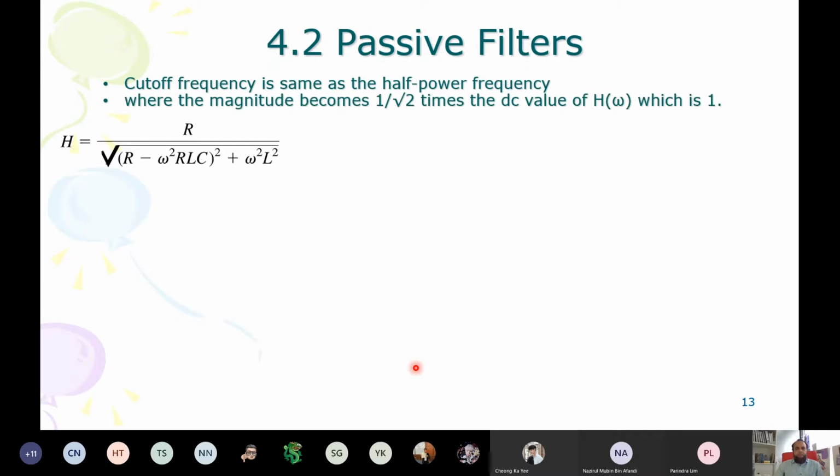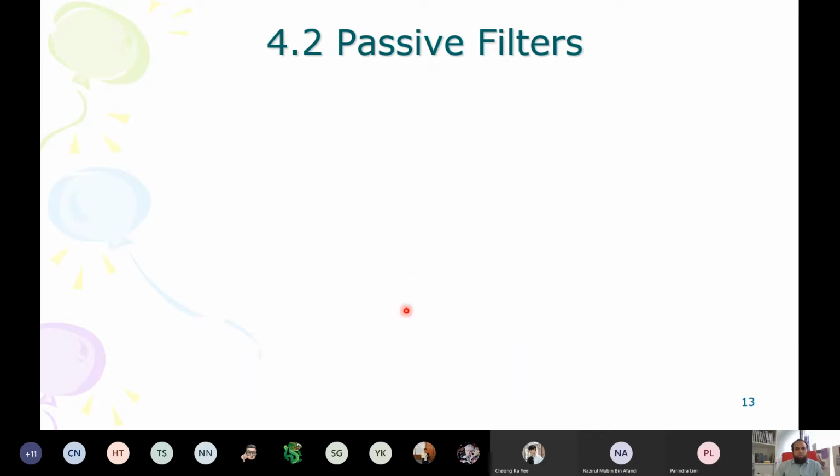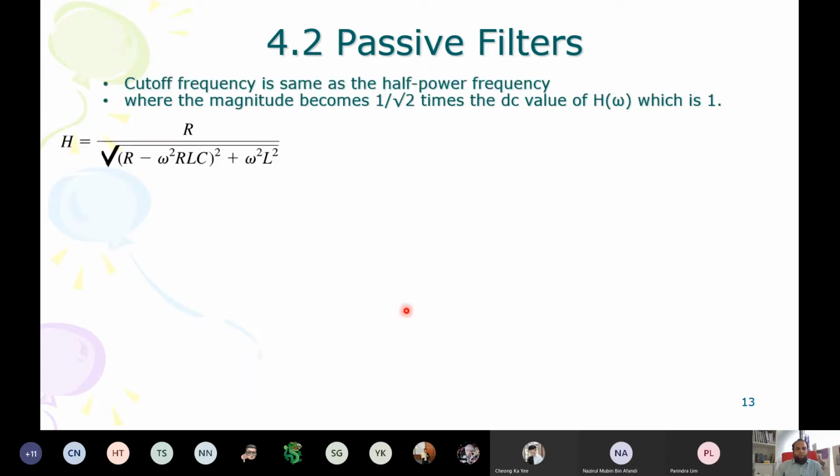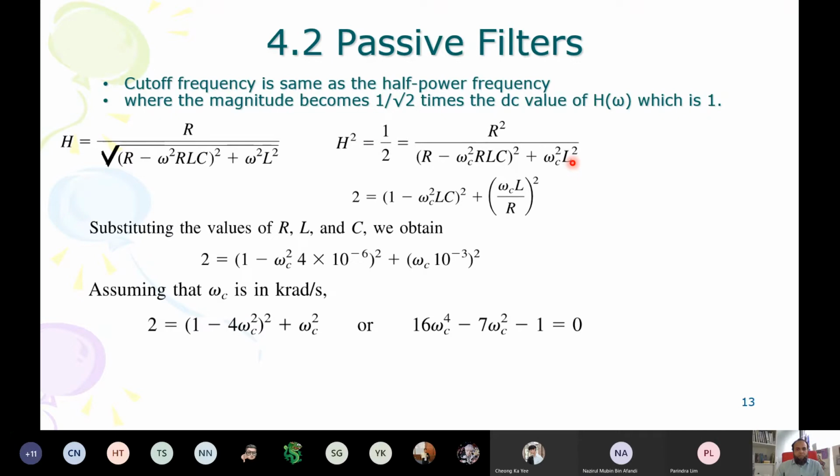The cutoff frequency is the frequency at which the magnitude of this transfer function is equal to 1 upon under root 2. So we'll set this equal to 1 upon under root 2, or basically we take the square, so 1 upon 2. We already have R and L from the question. We can put the values here. We can simplify and we can find omega C.